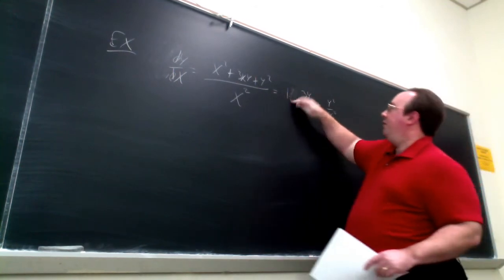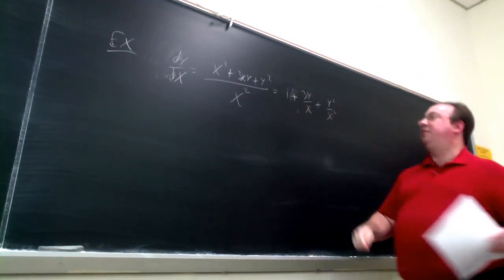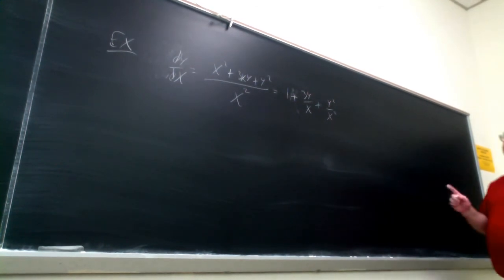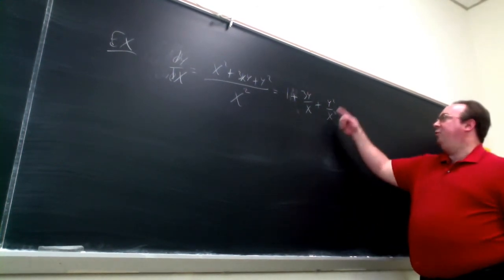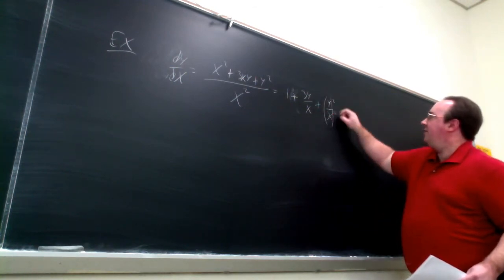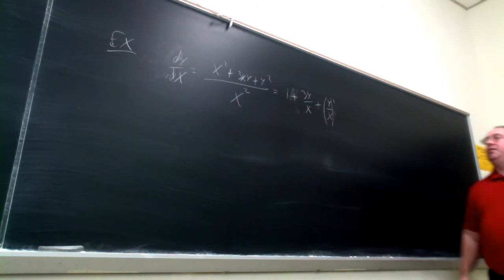Okay, so after breaking up the 3 terms and then simplifying them as much as you can, this is what you get. Now I'm going to go one step further with this last term, y squared over x squared. Of course, you can write that as y over x quantity squared.